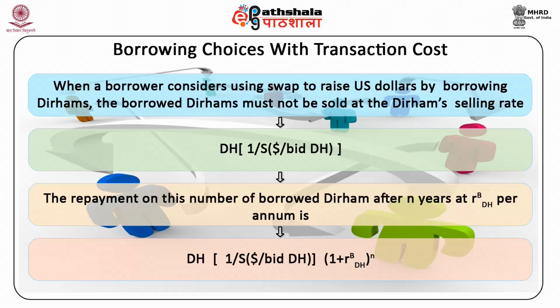This number of dirhams can be bought forward at the buying rate for dirhams, forward rate of dollar per ask rate of dirham, so that the number of dollars paid in n years for borrowing $1 today is dollar times the forward rate of dollar per ask rate of dirham, by the spot rate of dollar per bid rate of dirham, times 1 plus the borrowed rate of dirham, whole raised to the power n.